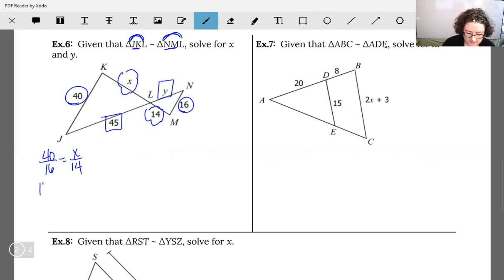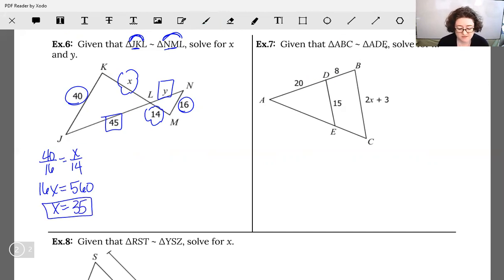Okay, cross multiply, we get a 16X equals 40 times 14, otherwise known as 560. Divide out by the 16 and we get a 35, which makes sense for that triangle. We have 40, 45, and 35. We have a larger side to make sense with that. So thinking about that, when I get my answer for Y, I should definitely be getting a smaller number, because if he's on the smaller triangle, I should be getting something that's a little closer to 14 and 16.